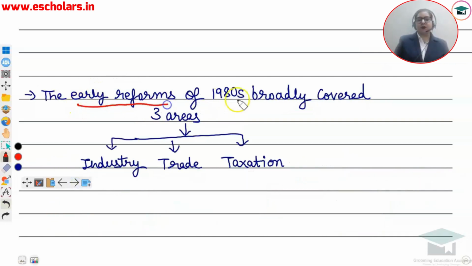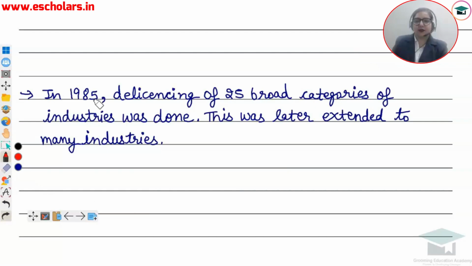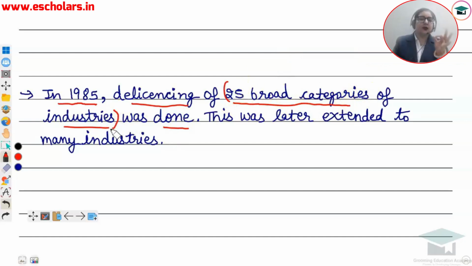Now students, the early reforms of 1980s broadly covered three areas, and those were industry, trade and taxation. So let's have a look. The early reforms of 1980s broadly covered three areas, that is industry, trade and taxation. Now students, further we have in the year 1985, de-licensing of 25 broad categories of industries was done. Basically in the year 1985, 25 broad categories of industries were kept out of the licensing requirement. Okay. This was later extended to many industries.